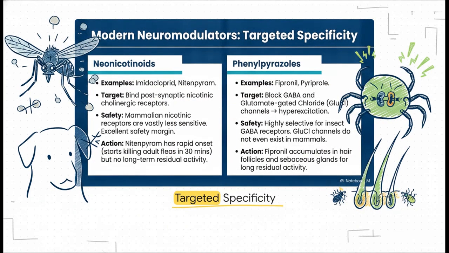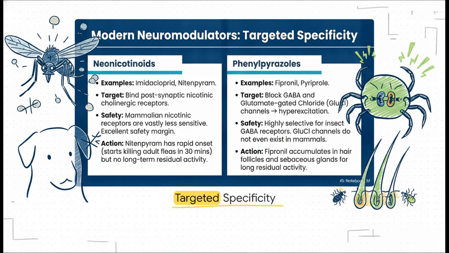Thankfully, modern pharmacology has given us some incredible tools with highly targeted specificity. Take neonicotinoids, for example, like imidacloprid. They target nicotinic cholinergic receptors. But here's the genius part. Mammalian receptors are vastly less sensitive to it than the insect receptors, so the safety margin for our patients is just excellent.